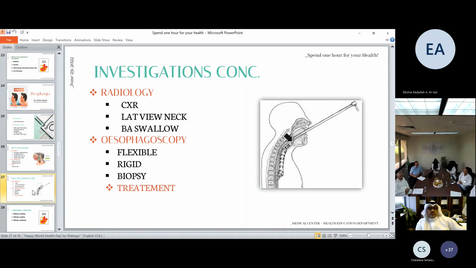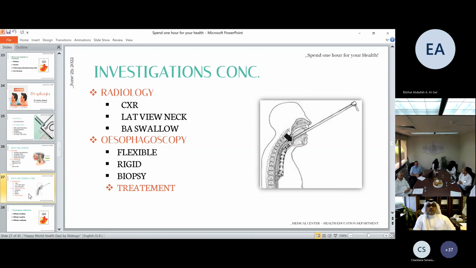And barium swallow, in which a barium solution is given and patients swallow it, and then X-rays are taken. It will show the exact site of the stricture or malignancy, or sometimes a diverticulum or other passage lesions, which can be diagnosed.